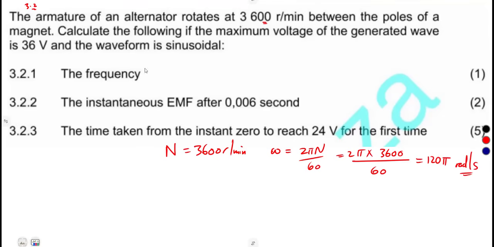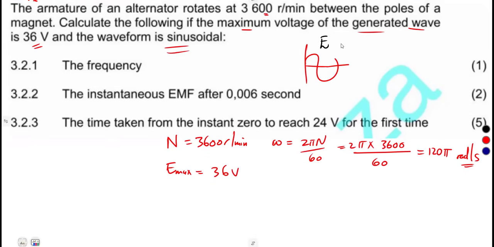So between the poles of a magnet, calculate the following. If the maximum voltage of the generated wave, so this is the maximum one that you're given, E max, is given as 36 volts, and this is a sinusoidal wave. It simply means the instantaneous value E is equal to E max times sine omega t.